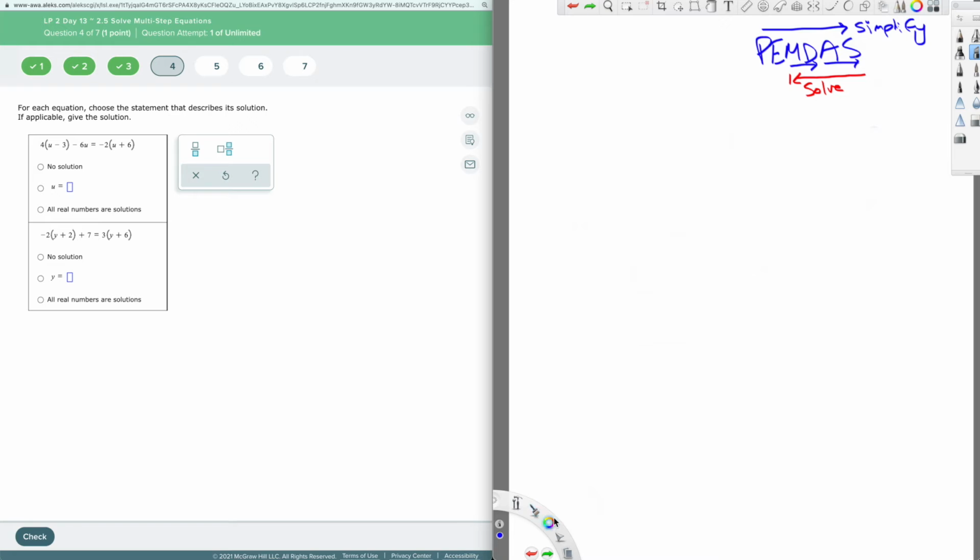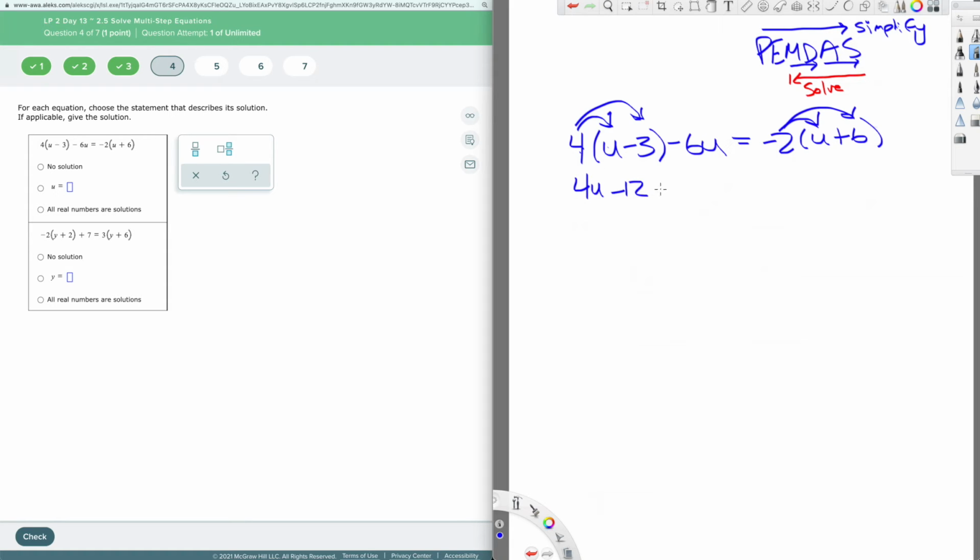So I have blue here already selected. 4(u - 3) - 6u = -2(u + 6). All right, we have two distributions to do here. So we're going to distribute on this side, and we're going to distribute on this side. So we have 4 times u and 4 times negative 3. So we have that, and then the negative 6u just comes down.